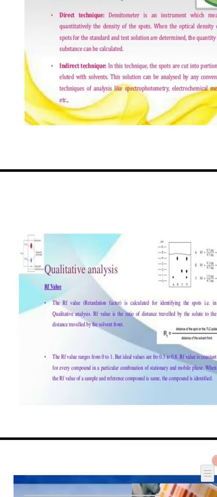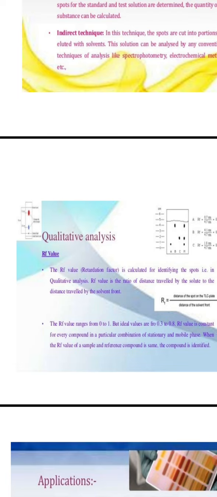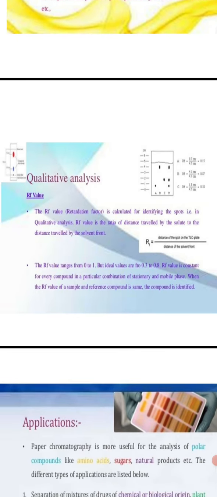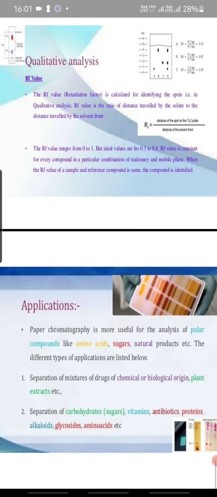Then next point will be the qualitative analysis, in which we have to calculate the RF value. The RF value, that is the retardation factor, is calculated for identifying the spot in qualitative analysis. The RF value is the ratio of the distance traveled by the solute to the distance traveled by the solvent front. The RF value ranges from 0 to 1, but ideal RF values are from 0.3 to 0.8. The RF value is constant for every compound in a particular combination of the stationary as well as mobile phase. When the RF value of the sample and reference compound is the same, the compound is identified.